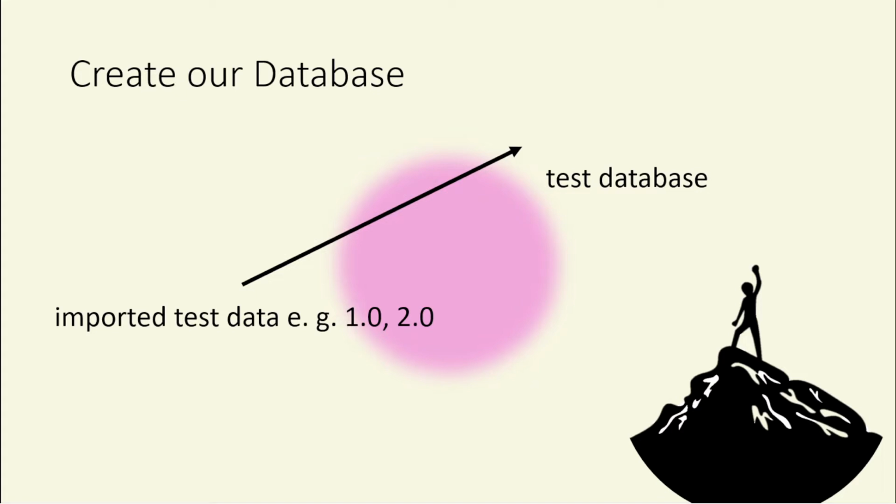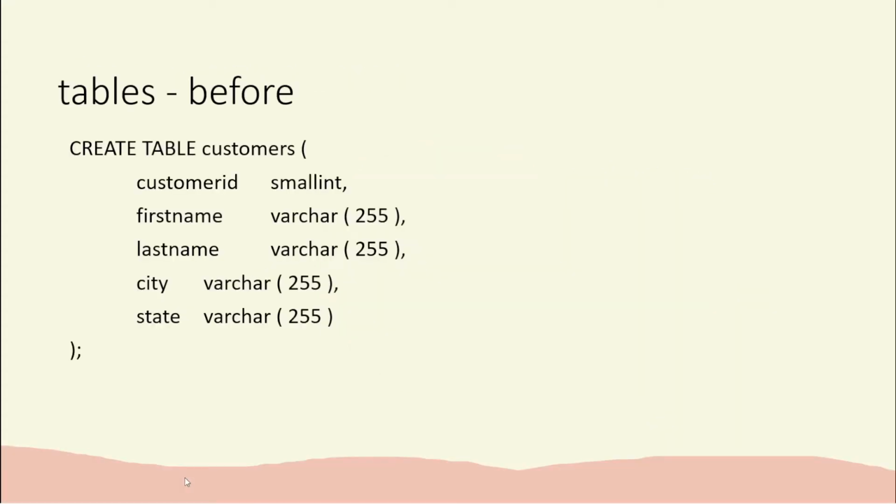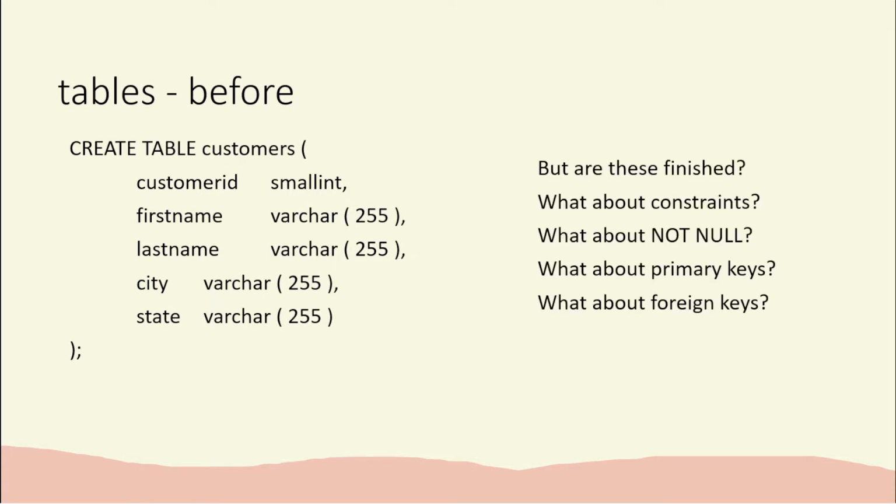Previously, we messed about with some test data. That was fine before, but now we want to move up a level and look at our test database. So what do we need to do? Well, this is the table before. It was quite simple and it was okay for testing. But now we want to make sure our database has integrity, make sure the data is correct.